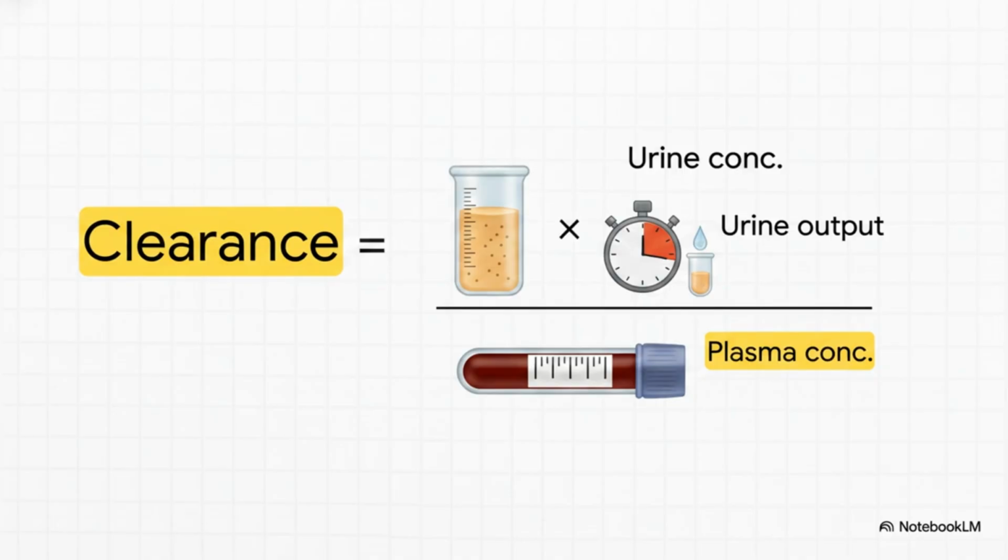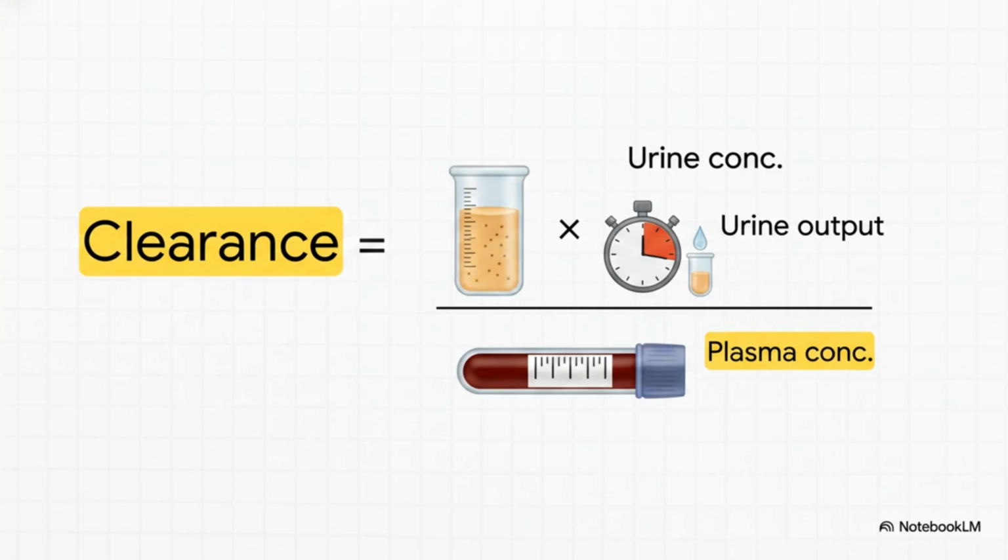And that brings us to the fundamental equation you are going to use over and over again on the wards. Clearance C equals U times V divided by P. Let's break it down. Clearance, or C, equals the concentration of the substance in the urine, that's our U, measured in milligrams per milliliter, multiplied by the urine output volume, which is V, in milliliters per minute. So you take that total excreted amount and divide the whole thing by its concentration in the plasma, which is P. This elegant little formula lets us precisely quantify a patient's kidney function using nothing more than a blood draw and a timed urine sample.